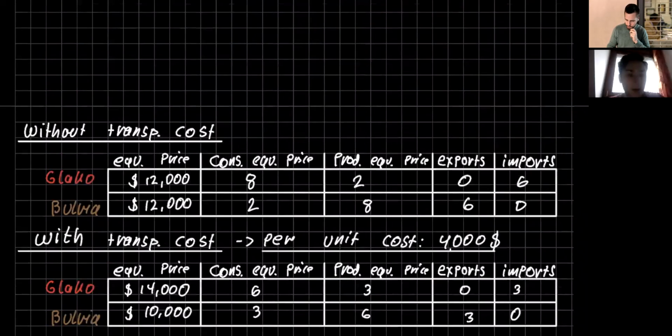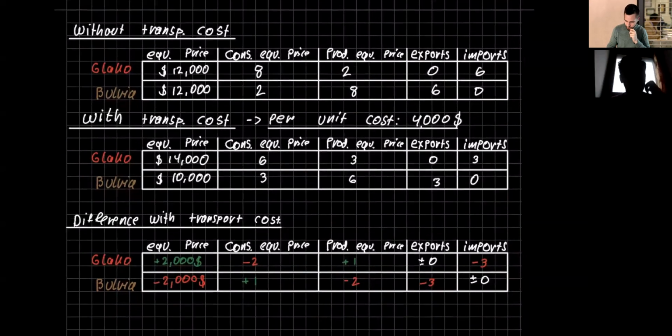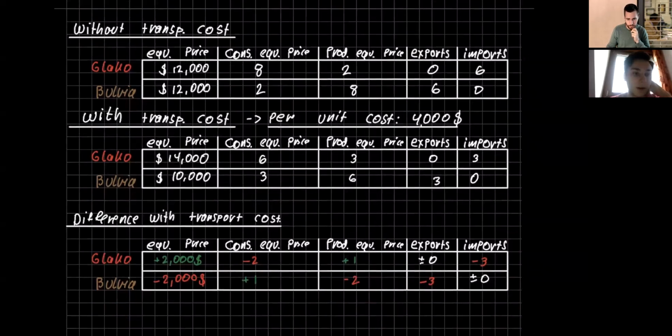If we go down all the way to the bottom, we can see the difference between without the transportation costs and with the transportation costs. Alex has that mapped out right there. In this case, Glauco is going to be the high cost importing country and Bolivia is going to be the low cost exporting country. So Bolivia is going to produce less, 6 boats instead of 8 boats. They're going to consume more, 3 boats instead of 2, and export less, 3 boats instead of 6.